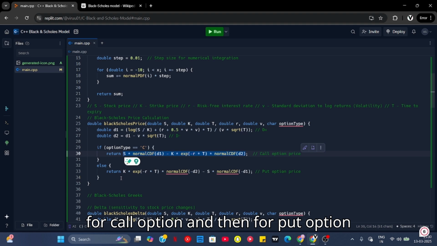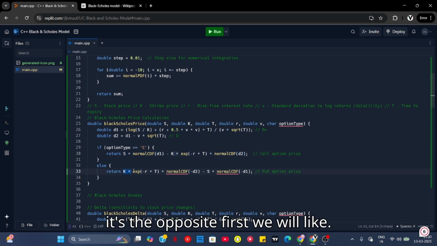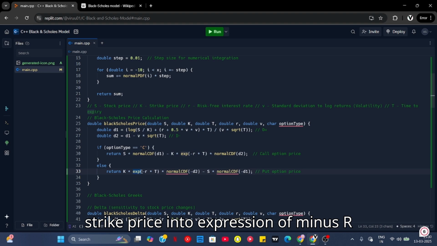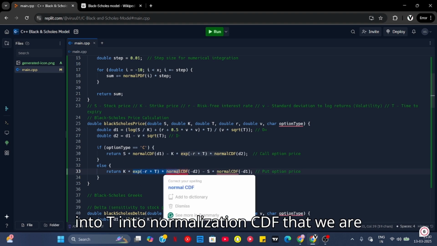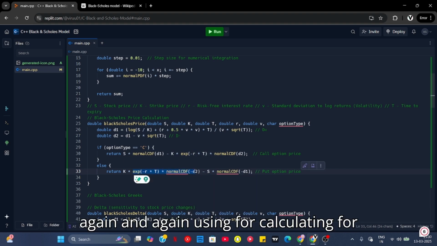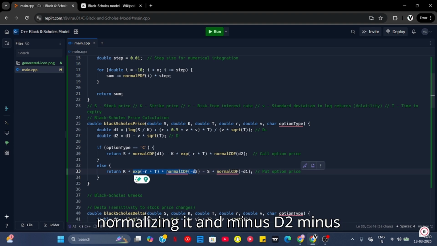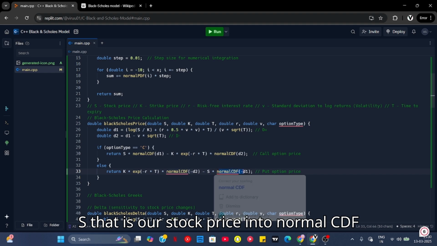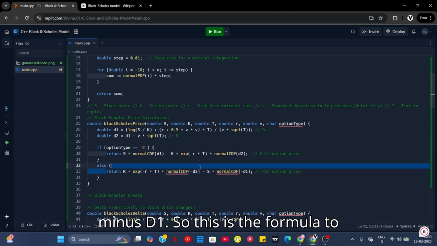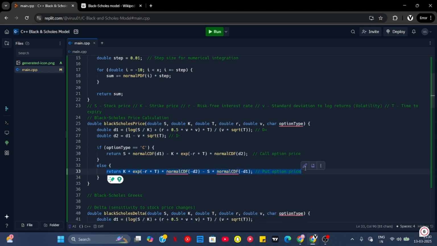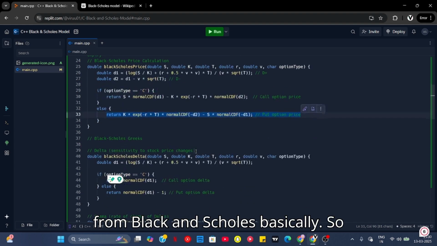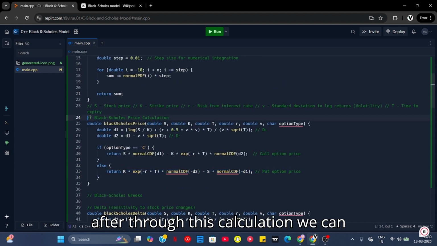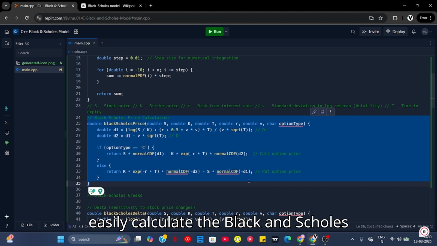And then for a put option, it's the opposite. First we take the strike price into EXP of minus R into T into the normal CDF, that we are again and again using for normalizing, of minus D2, minus S, that is the stock price, into the normal CDF of minus D1. So this is the formula to calculate the put price from Black-Scholes. After this calculation, we can easily calculate the option pricing with the Black-Scholes method.